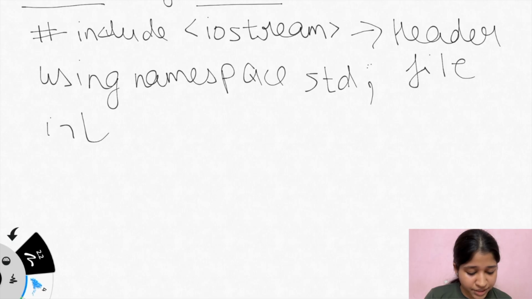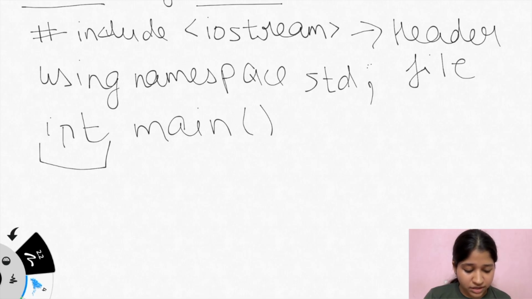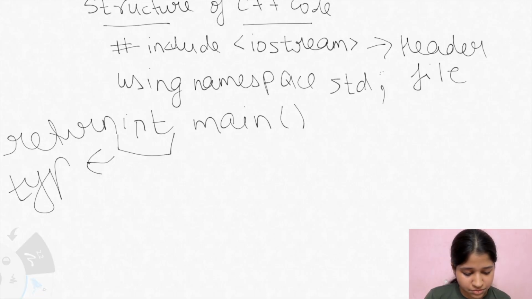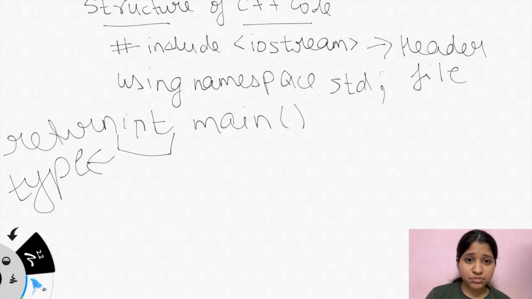Then comes our main point, that is int main. Now what is this int main? Here int is the return type of the function. Our function name is main, which will return the type int.